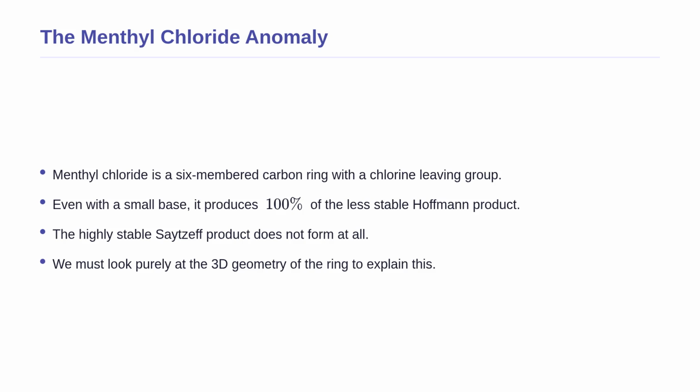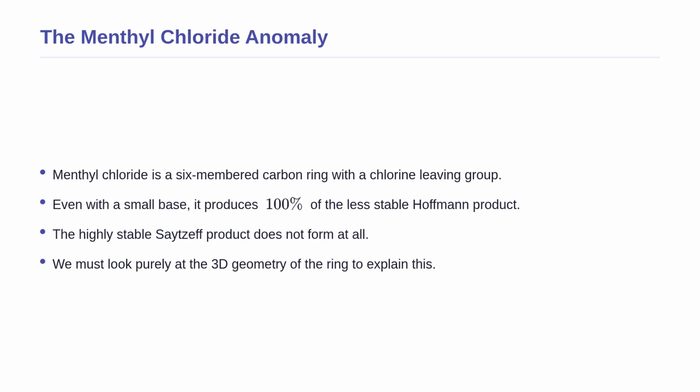We have seen the standard rules, but sometimes molecules break our expectations completely. Let us look at a real-world challenge that proves why stereoelectronic control is the ultimate boss. We have a molecule called methyl chloride, which is a 6-membered carbon ring with a chlorine leaving group. Surprisingly, even when we use a small base, methyl chloride produces 100% of the less stable Hoffmann product. The highly stable Saytzeff product does not form at all.